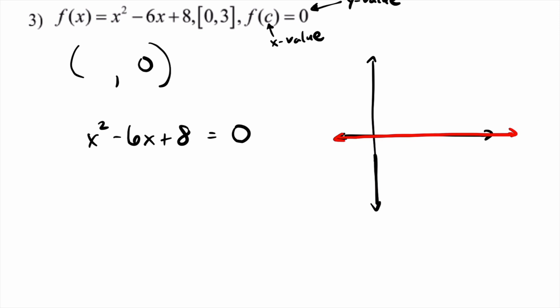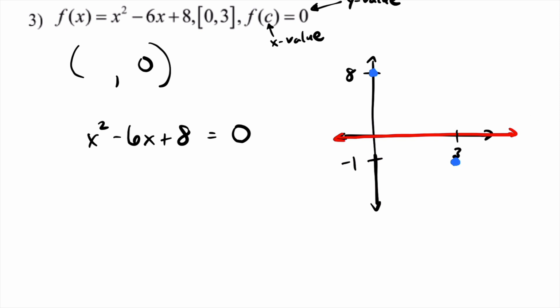So where is it at 0? 8, positive 8. Got a dot right there. Where is it at 3? Negative 1. So it does cross. It will cross the river, right? It will cross. How many times is it going to cross?